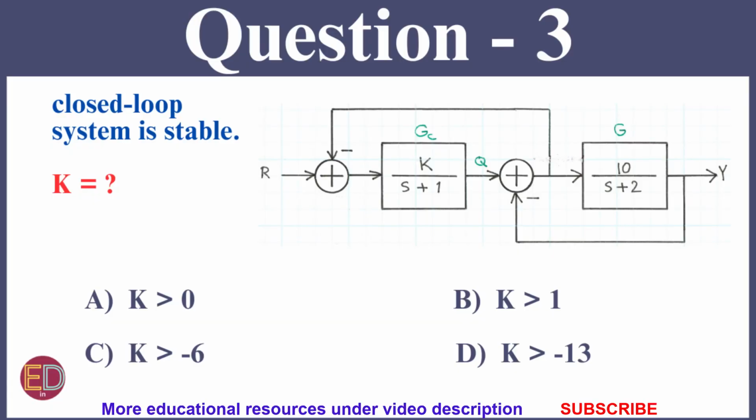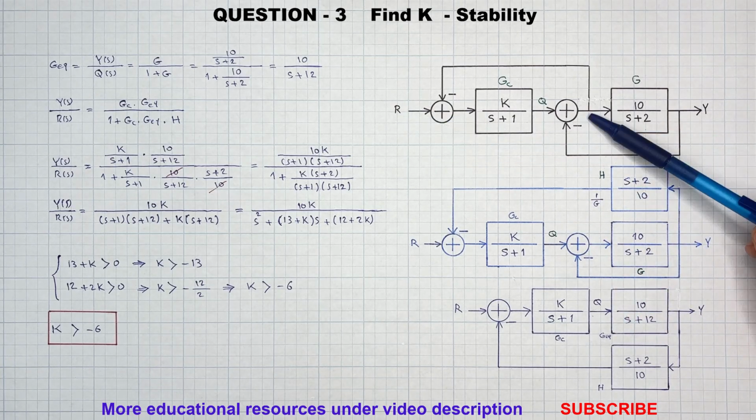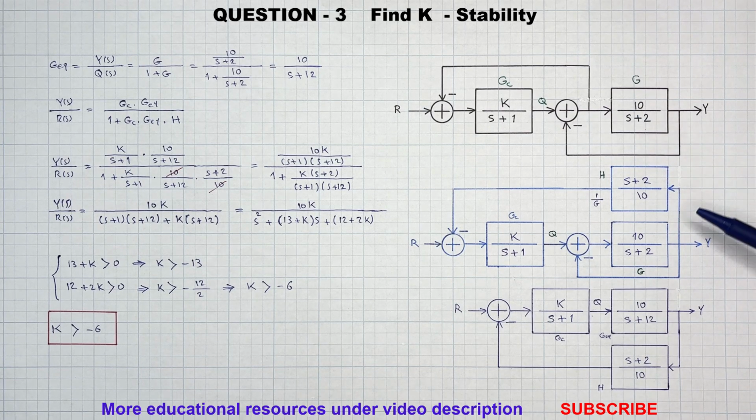Question 3. For this control system, we need to find the values of K for which the closed loop system is stable. First, we need to find the relationship between the output Y and input R. To simplify this block diagram, we can move the takeoff point to behind block G, and at the same time, a block 1 over G is placed in the return path. Now we simplify this inner negative feedback block diagram, which becomes 10 over s plus 12.